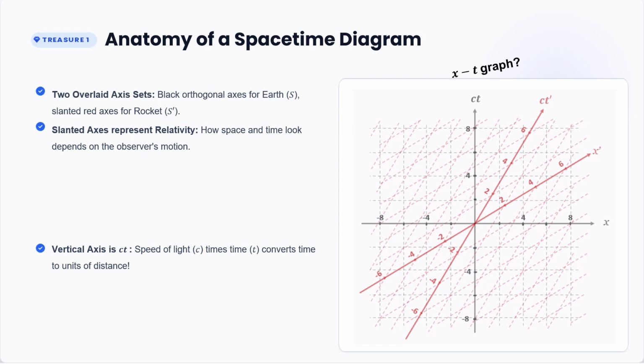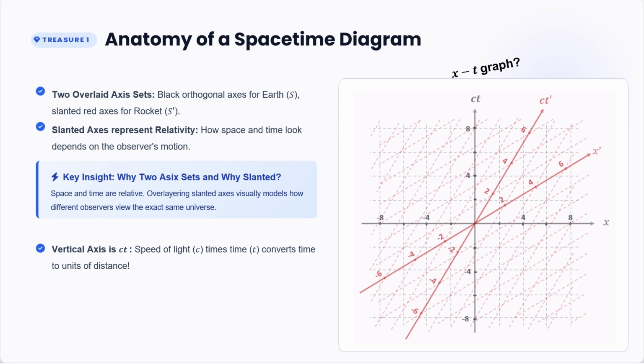First, let's start with the ultra-important reason. Why are there 2 sets of axes, and why is one set slanted? This is the core origin of the name Special Relativity. The foundational rule of this theory is, how time and space look depends on who is observing. It's relative. So, if we have 2 observers who see things differently, why not just overlap 2 sets of graph axes? The slanted axes represent the shift in how things look due to special relativity.